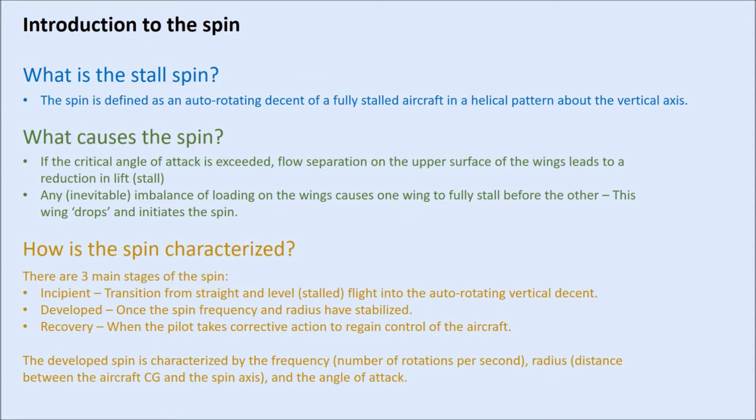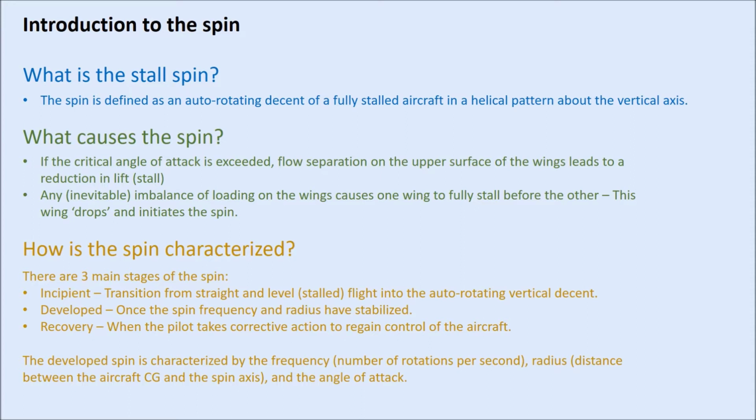So before we get into talking about flight testing and instrumentation, we just need to introduce the concept of the spin and what the stall spin is, what causes it, and what are the main characteristics of it. So the stall spin is defined as an auto-rotating descent of a fully stalled aircraft. So this descent is in a helical pattern about the vertical axis. And it's caused when the critical angle of attack of an aircraft's wing is exceeded.